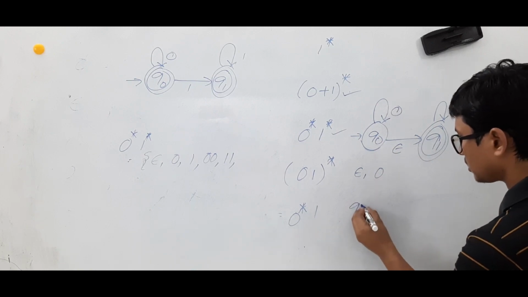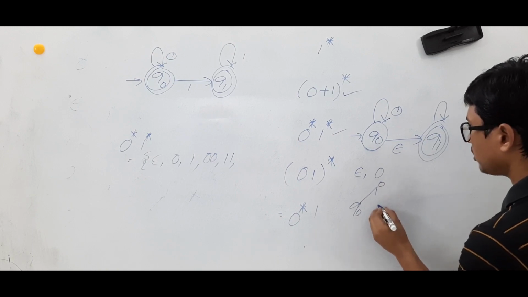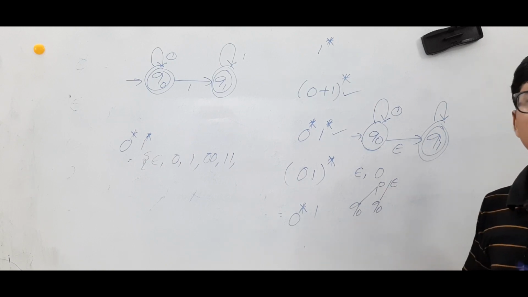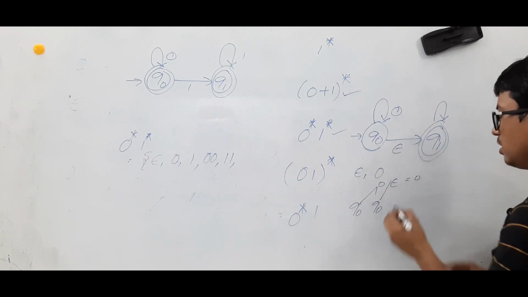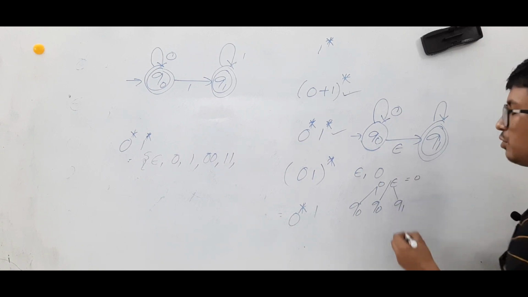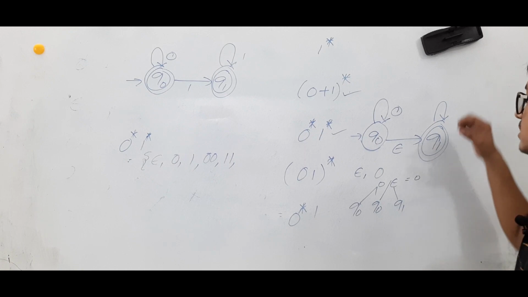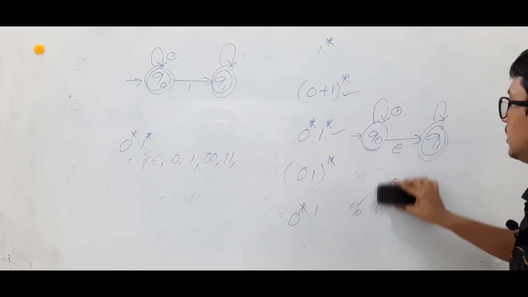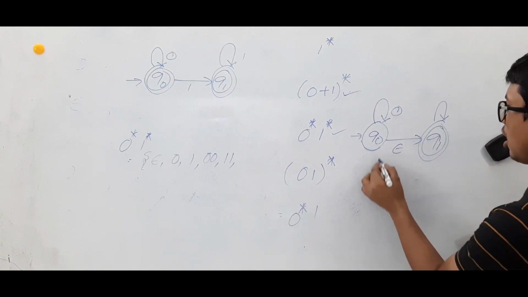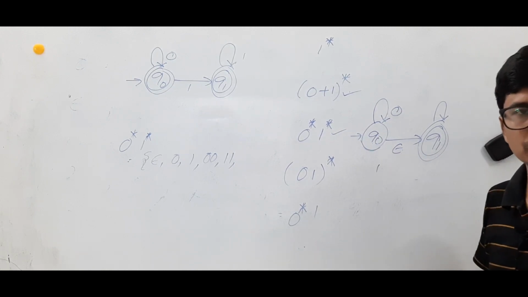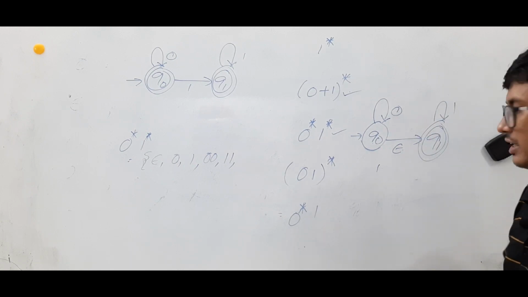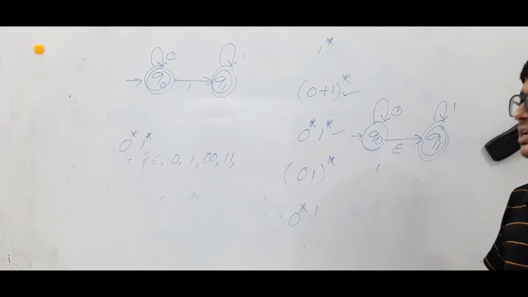From q naught on 0, I will go to q naught. I can add epsilon. Okay, 0 concatenated with epsilon is what? 0. So to the 0 I can add an epsilon. So q naught on epsilon, I am reaching a state called q1, which is a final state. So I can say that 0 is also accepted. If I want to accept a 1, then what will I do? From q naught on epsilon, I will come to q1. q1 on 1, I will reach the final state q1. So I can say that it is accepted.